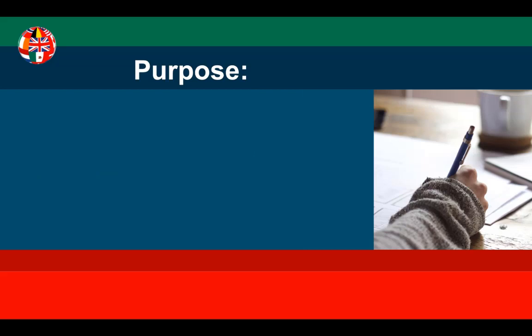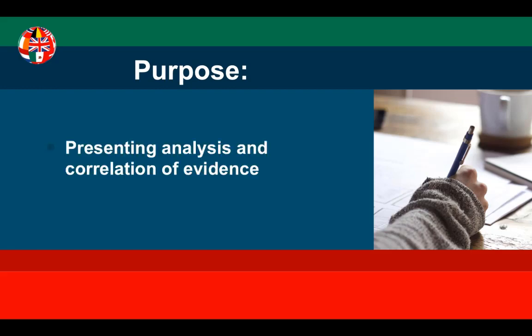The purpose of this video is to teach techniques and skills for writing a genealogy research report. We will cover presenting analysis and correlation of evidence in order to convey solid conclusions in research reports and in a Level 1 fourth-generation project.